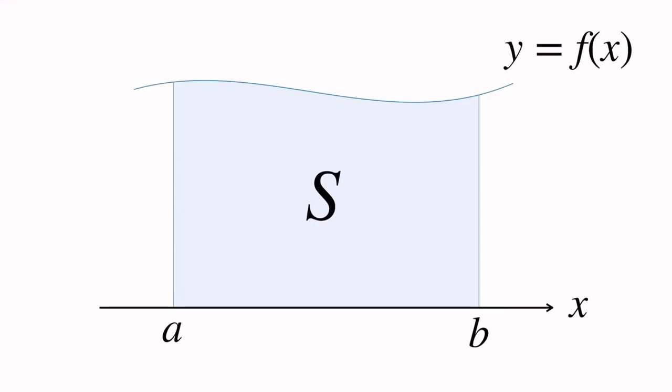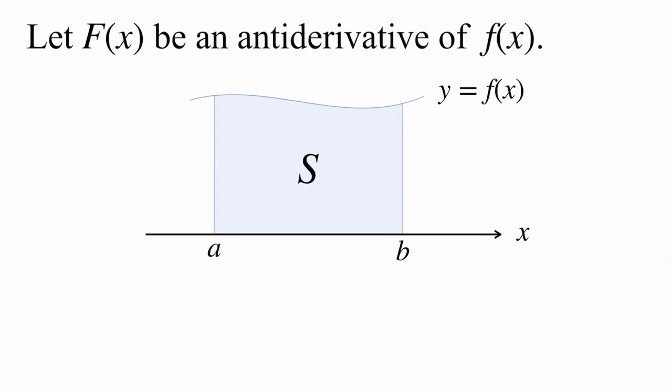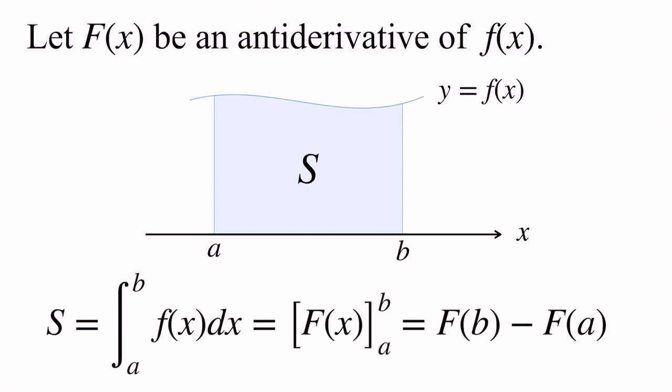Let's consider the area between the graph y equals f of x and the x-axis from x equals a to b, and call this area S. Let capital F of x be an antiderivative of f of x. Then, as you probably already know, the area S can be computed as F of b minus F of a.